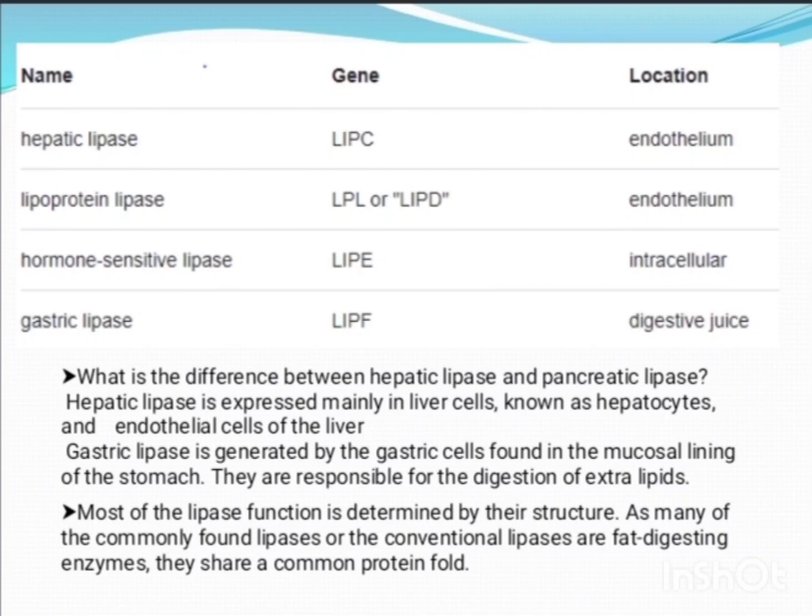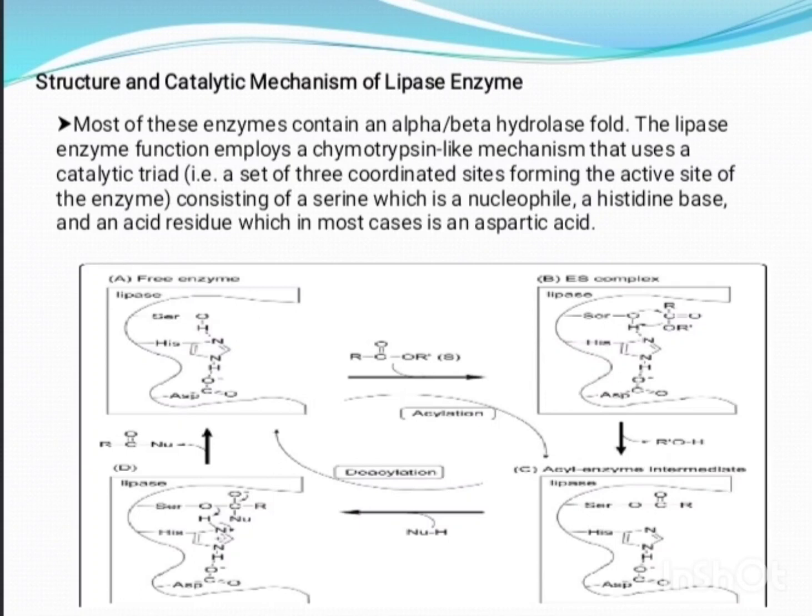Most of the lipase function is determined by their structure, as many of the common lipases are conventional lipases. That means they share a common protein structure and catalytic mechanism. Classically, lipase catalyzes the hydrolysis of triglycerides. That is, one molecule of triglyceride plus water gives rise to fatty acid and glycerol. As we know, lipases are serine hydrolases. That is, they function by transesterification generating an acyl-serine intermediate. In most of the cases, I act at the position of the glycerol backbone in a lipid substrate.